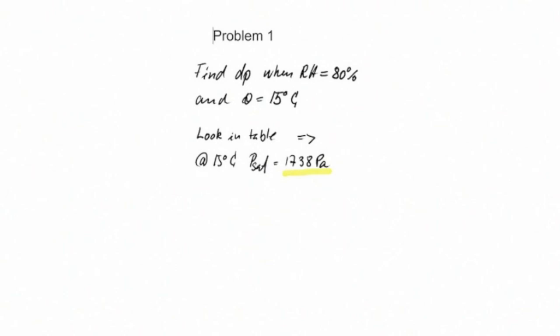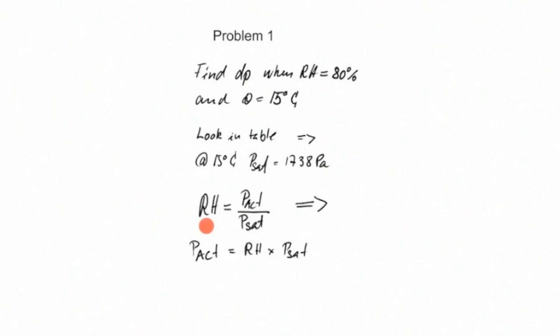What I'm going to do now is calculate what P actual is then. The formula to use is relative humidity equals P actual divided by Psat. So I isolate P actual, and I get relative humidity times Psat. And what I have to do now is just fill in numbers: 80% for relative humidity and 1738 Pascal for Psat.